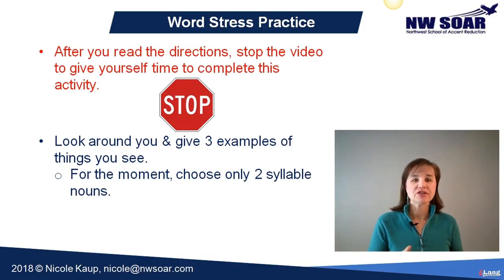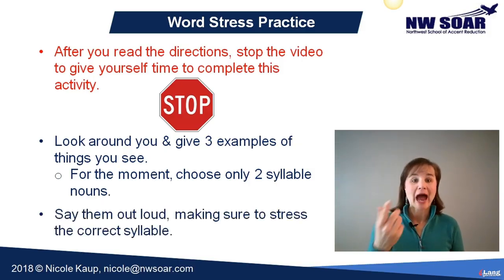Now, you'll note each of these things is a noun, right? A thing is a noun. It can be a thing, it can be a person. But for the moment, please only choose ones that are 2 syllables. Say them out loud, making sure to stress the correct syllable.